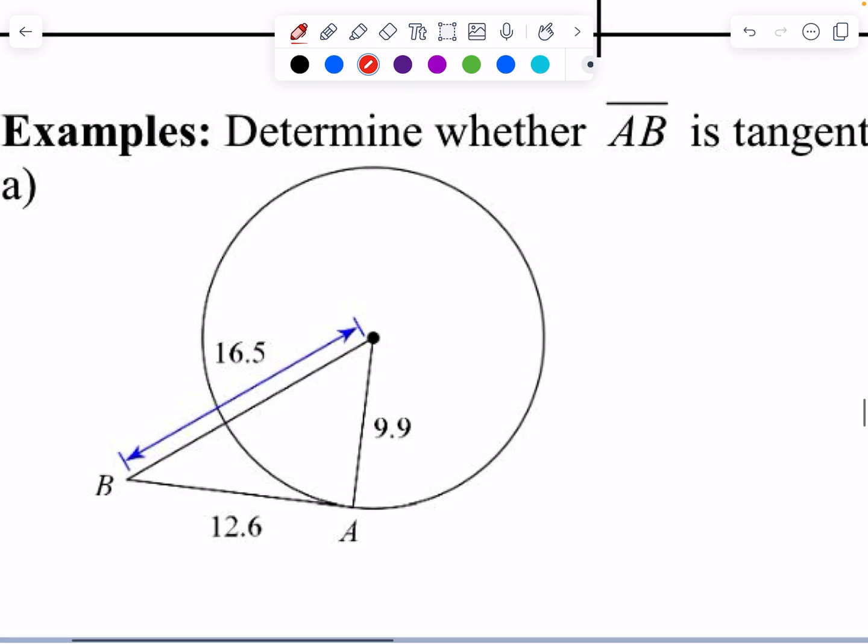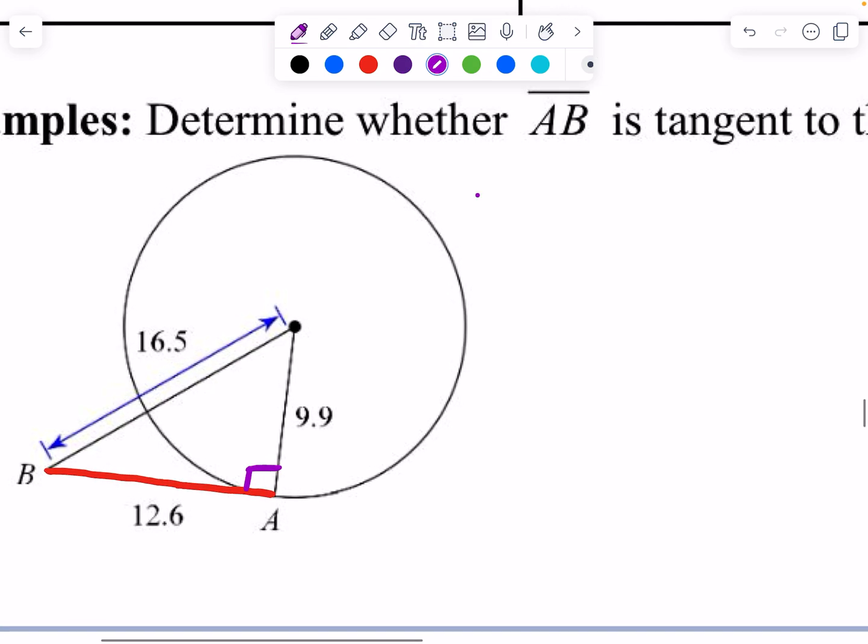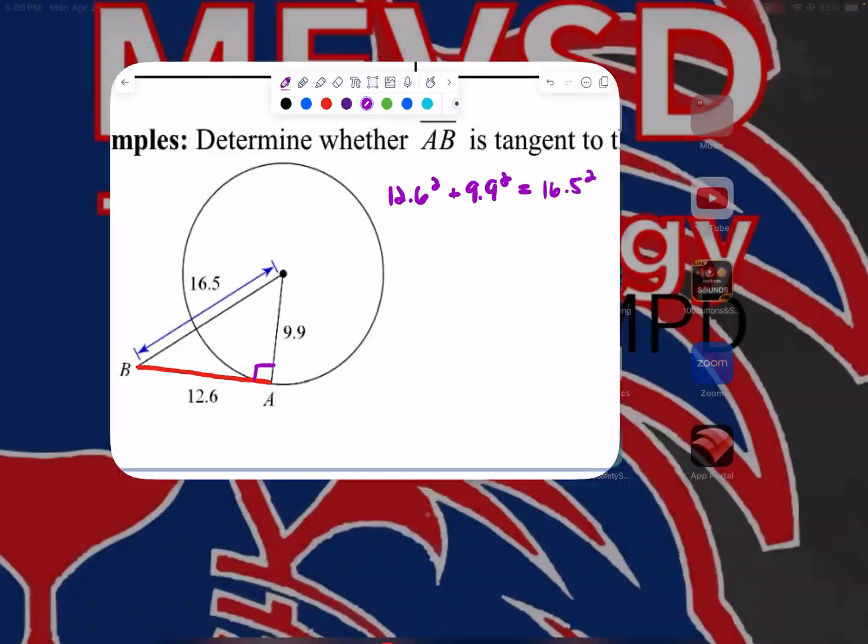So one would be determining if it actually is a tangent line. So the question here is, is AB actually tangent? Well, the way we would determine that is if it was, then this is a 90-degree angle. And if that's a 90-degree angle, then the Pythagorean theorem would work. So we would then go into, well, 12.6 squared plus 9.9 squared would hopefully give me 16.5 squared. And that's when we're using Desmos and figuring out if that actually works.